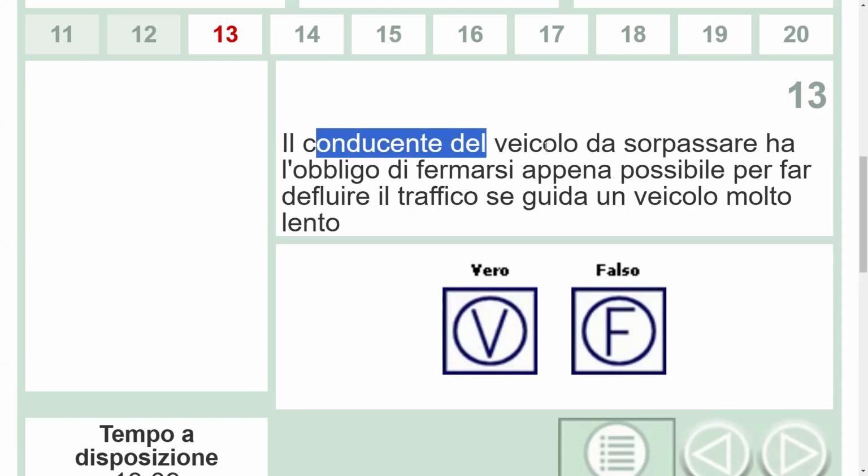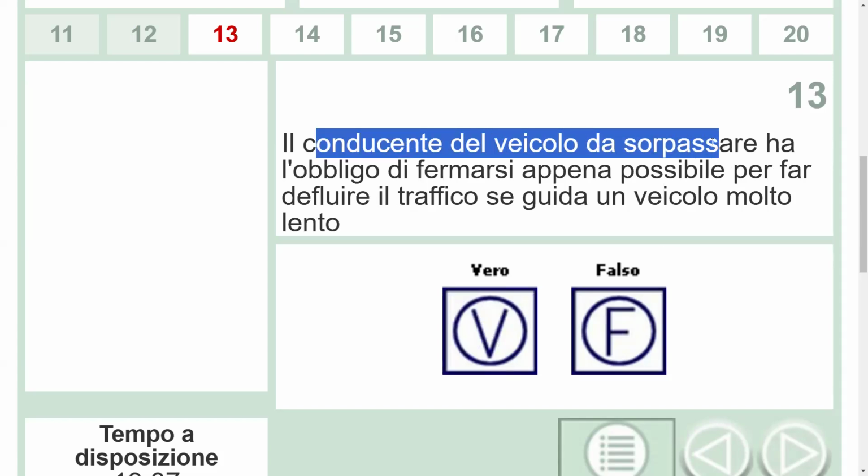Next. Conducente del veicolo da sorpassare, the driver that we are trying to overtake, ha obbligo di fermarsi? No. It says the driver we are trying to overtake has a duty to stop as soon as possible, appena possibile, per far defluire il traffico, in order to let the traffic flow, se guida un veicolo molto lento. That means if this guy we are trying to overtake is driving very, very slowly for a long time, he should find the first possibility to park his car on the right side and let the traffic flow. And yes, that is true. They'll bless him if he did that.